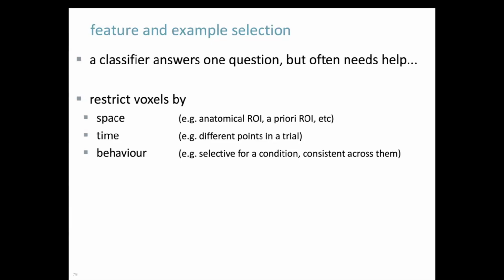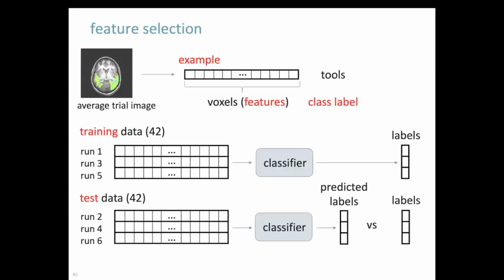For instance, maybe the question should be, is there information about the thing I care about predicting in this particular region of interest? Or is there information at this point in a trial versus that point in a trial? Or is there information in a particular condition, but not in another one? So these are all things that people have done, and I could spend the whole afternoon summarizing papers that restrict it in voxels or other things in a particular way.